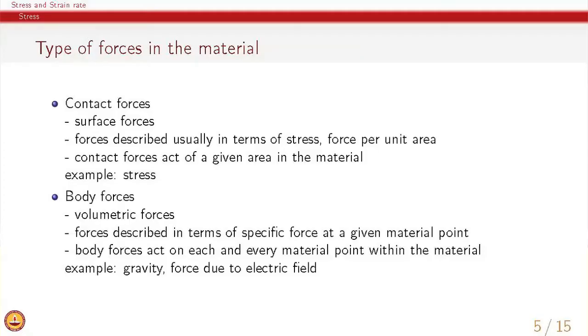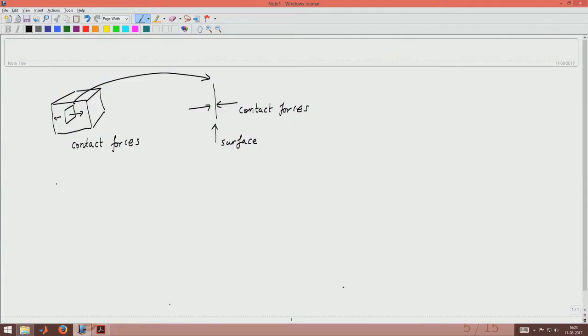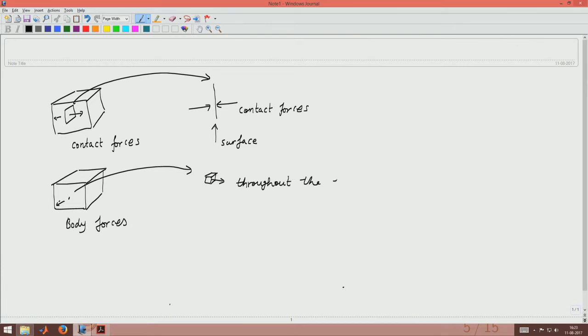The other example is that of body forces. So, body forces are volumetric forces in the sense that they act throughout the body. So, now if we again look at the same material, what we can see is body force will act on a given point. So, if I take any small material volume, the body force will be acting throughout the element, and therefore, it is called volumetric. So, we basically have surface forces and volumetric forces.